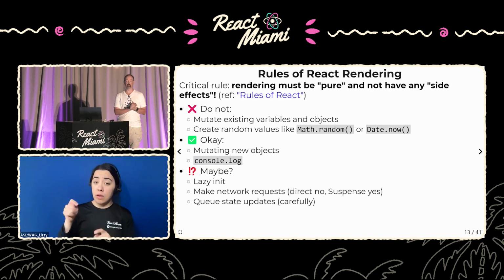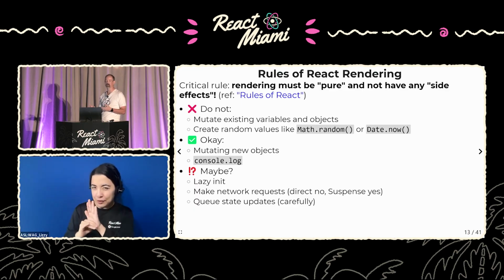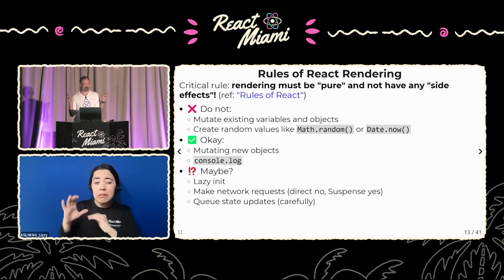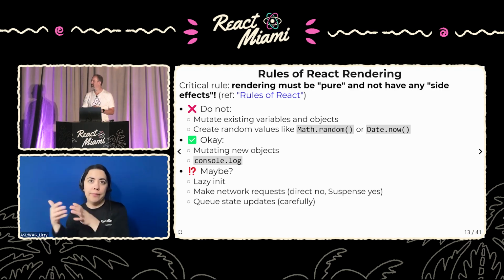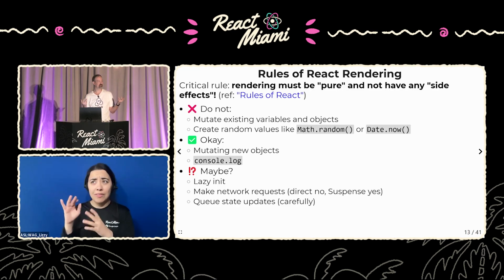React has a number of rules. You might have heard of some of these. You're not supposed to mutate props. You're not supposed to use random values in rendering. Technically, something like a console log is a side effect, but it's not something that's going to hurt things. There's some weirder cases like lazily initializing refs. You're really not supposed to kick off a network request, but apparently it's fine if it's suspense related. Yeah, there's some weird cases there.